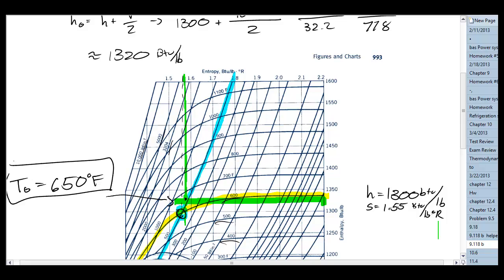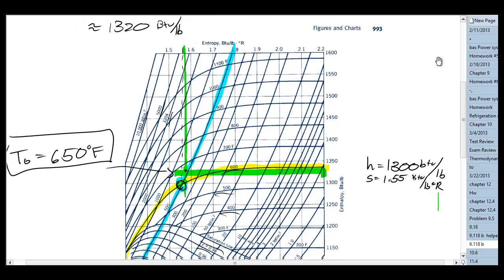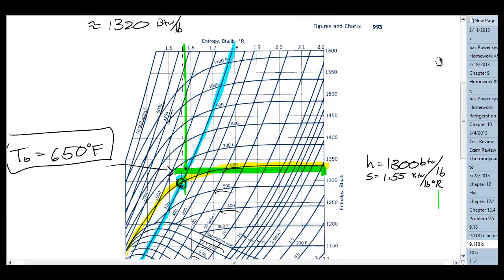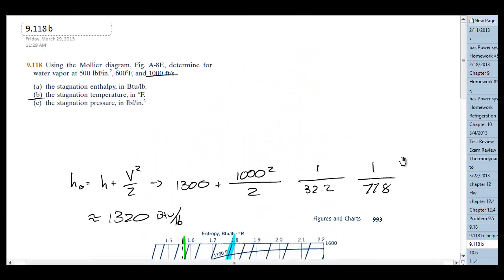Now, for those of you that have access to the solutions manual or know where to find the answer, these numbers are a little bit different because I eyeballed it. If you were to check with the solutions manual, you would end up with a stagnation enthalpy of 317.9 BTU per pound, and that would change your stagnation temperature to 645 degrees Fahrenheit. So again, we're only a little bit off, and it shouldn't be a big deal. The key, though, is that the process is correct, and that's all that matters. So hope that helps you all out.